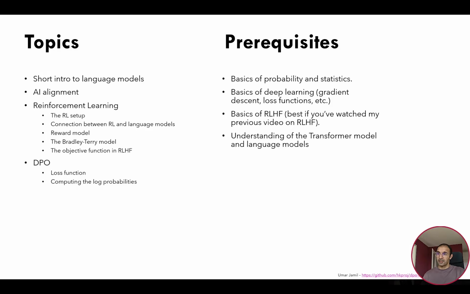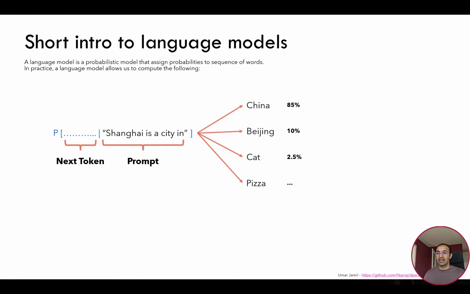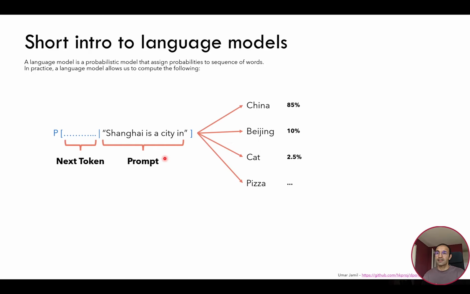Let's start our journey. So, what is a language model? Well, a language model is a probabilistic model that assigns probabilities to sequences of words. In practice, given a prompt, for example, "Shanghai is a city in", a language model tells us the probability of what is maybe the next token or word.